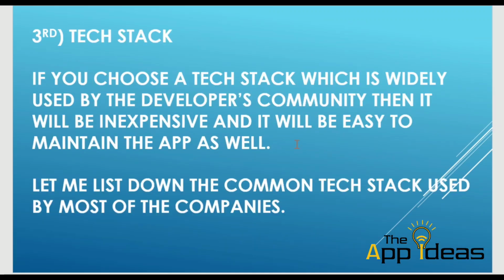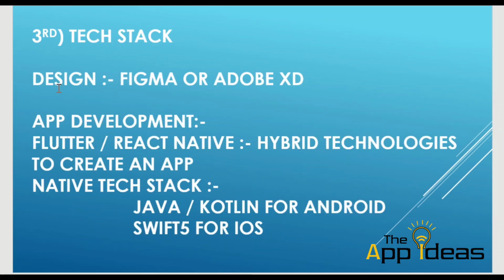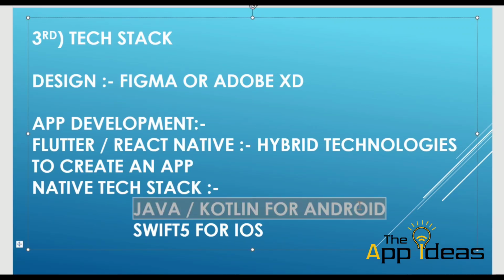The third one is the tech stack. Let's say if you are using a commonly and widely used tech stack, then the application will be inexpensive. So let me list down the common tech stack which generally all companies use to create an app. For designing, they obviously use Figma or Adobe XD. For application development, they use either Flutter or React Native. Let's say if someone wants to create an application in a native tech stack, then they use Java or Kotlin for Android, and Swift 5 for iOS.